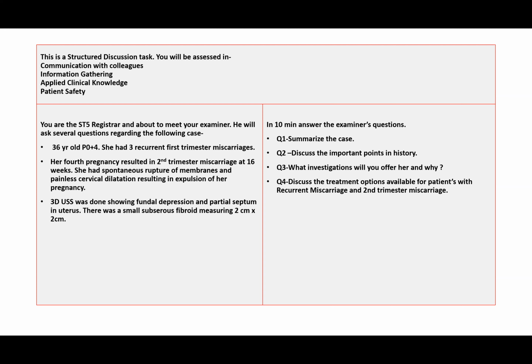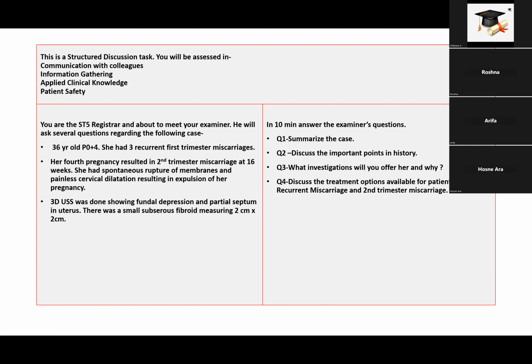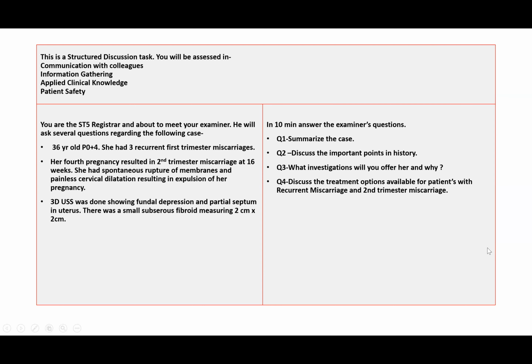Okay. Yeah. What investigations will you offer her and why? Justify. As a patient having recurrent pregnancy loss, I would like to offer her antiphospholipid antibody, because it is a 15% cause of recurrent pregnancy loss. It is done after 12 weeks. If positive, that is, the patient has antiphospholipid antibody, I will offer her lupus anticoagulant and anticardiolipin antibody.